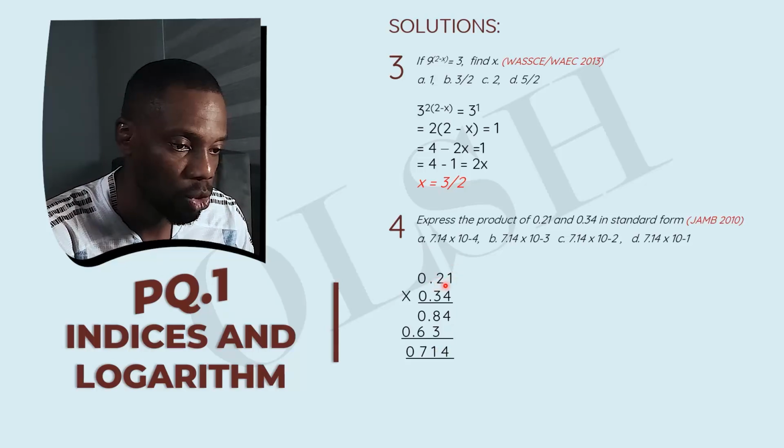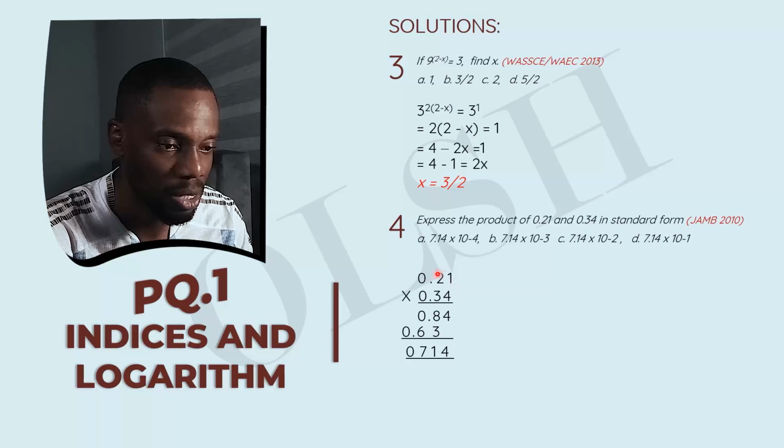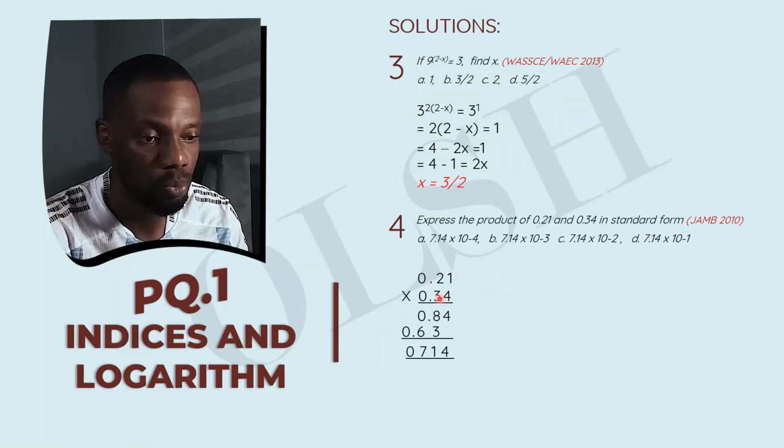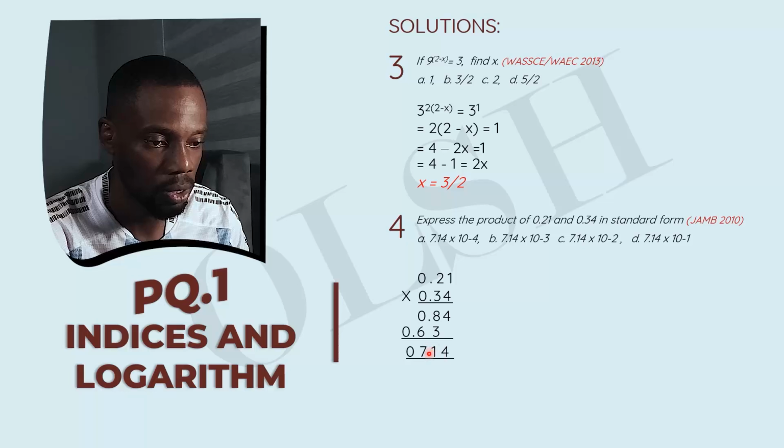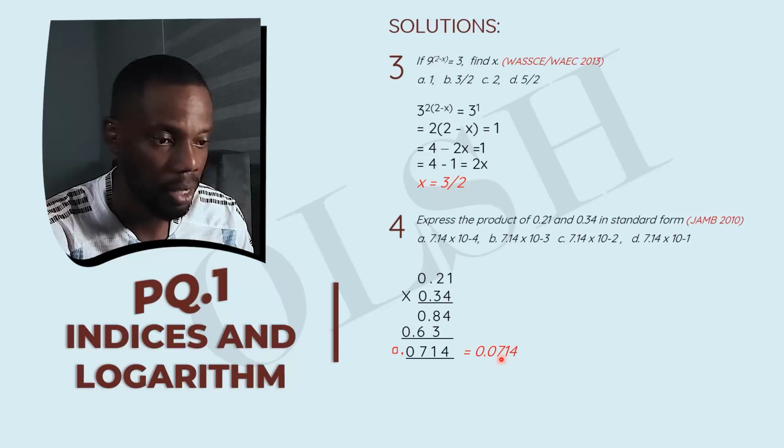So for the number 0.21, we see that we have the decimal 2 places away to the left of the number, while for 0.34 is 2 places to the left too. So it means we're going to move our decimal point 4 places to the left. Okay, so we have 1, 2, 3, 4. So that will give us 0.0714.